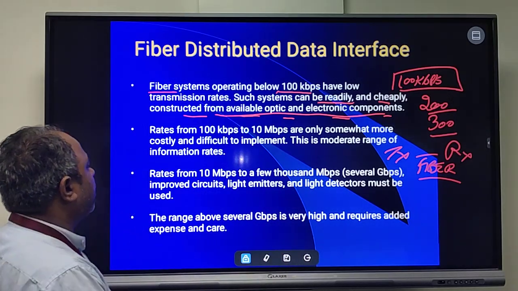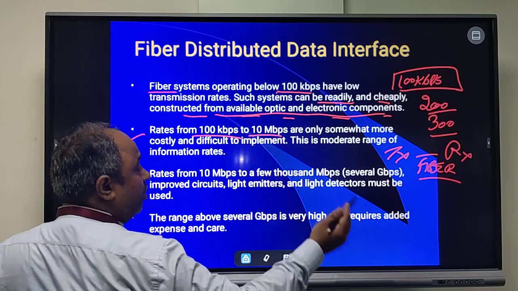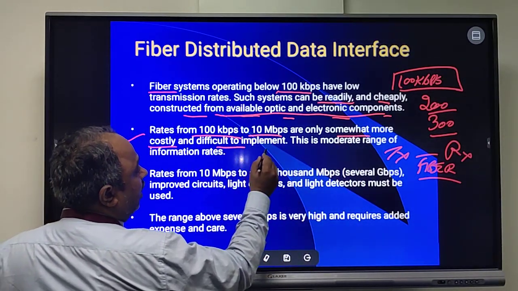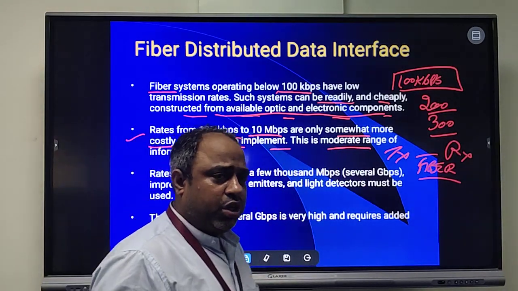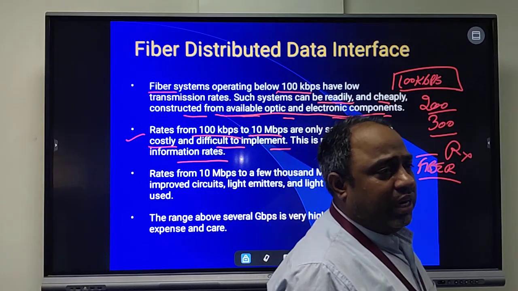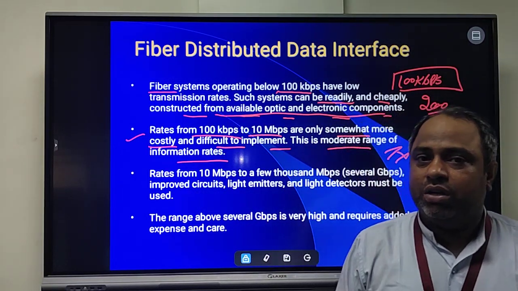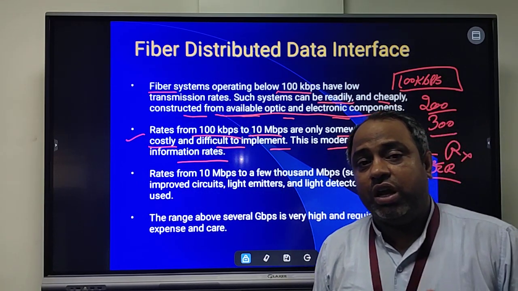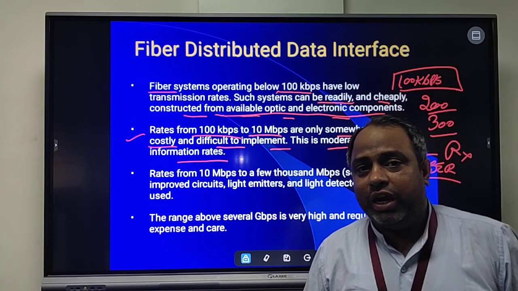Now we are talking about rates from 100 kbps to 10 Mbps, which are only somewhat more costly and difficult to implement. This is a moderate range of information rate. Definitely, if I'm talking about some basic structure, that does not use too many things. It is maintained very easily and effectively. But when the requirement is higher, when more data bits are required, when the amount of data is higher, what should I do at that time?